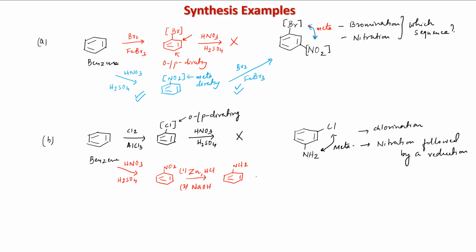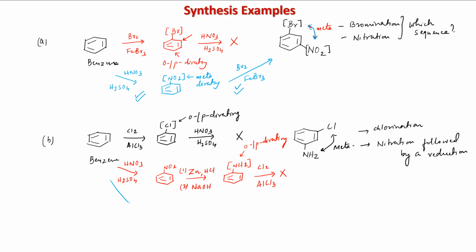And then we can try the chlorination on this molecule, chlorine and AlCl3. But again, what we realize is that this amino group is an ortho-para directing group, which means this strategy again does not give us the required meta regiochemistry between the two groups.